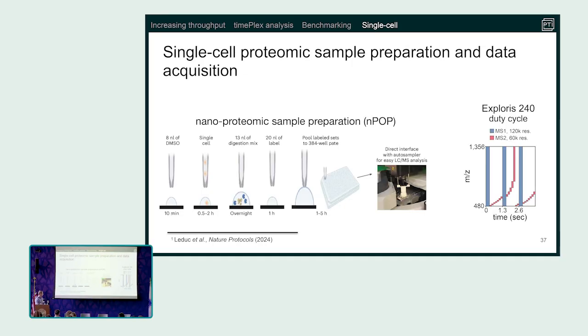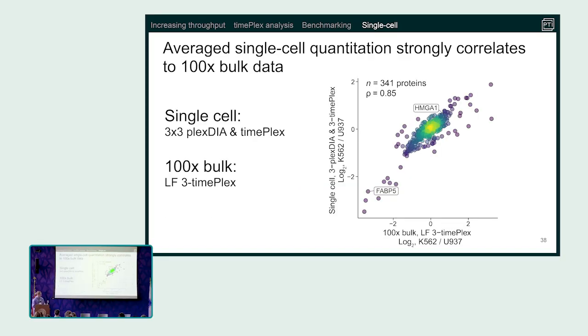So we prepared single cells by nPOP. This is a workflow that was developed by Andrew Leduc in Nikolai Slavov's lab. And we're going to analyze K562 cells and U937 cells on a low-cost instrument, the Exploris 240, just as a proof of principle to see the quality of data that we can generate from these single cells. At the same time, we analyzed 100x diluted bulk. So we had these cell cultures that are growing, and we took off some bulk sample and we diluted it to 100 cells' worth. And what we want to do now is assess the quality of this data.